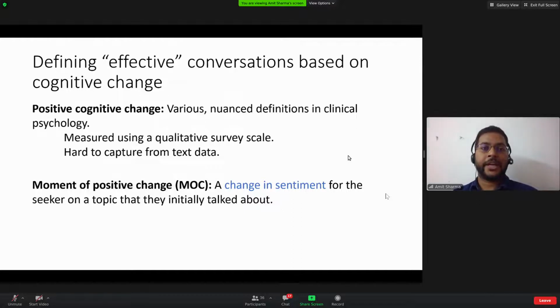So the hard question in here is, how do you define what's an effective conversation? One thing could be that you say it's positive, and you can say that the change that happens in a particular user's response is a positive cognitive change. So for example, you may have various nuanced definitions in clinical psychology. They're often measured using a qualitative scale, and it's hard to capture from text data.